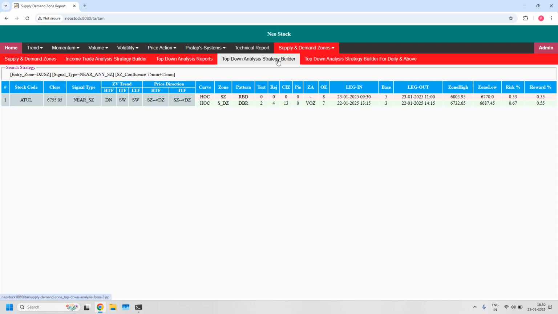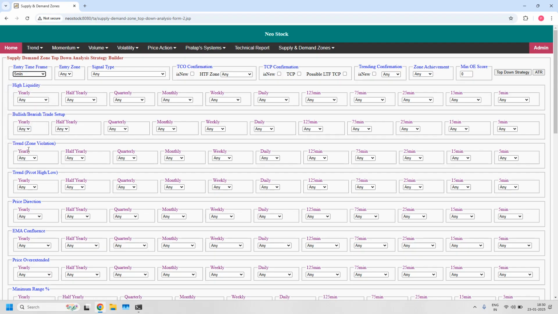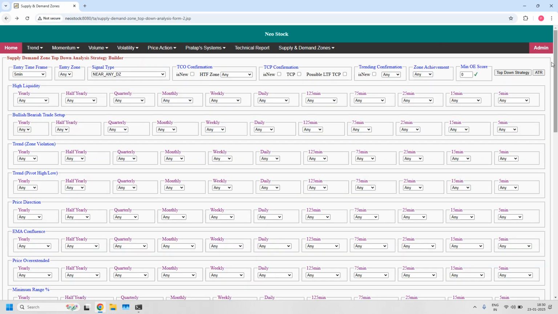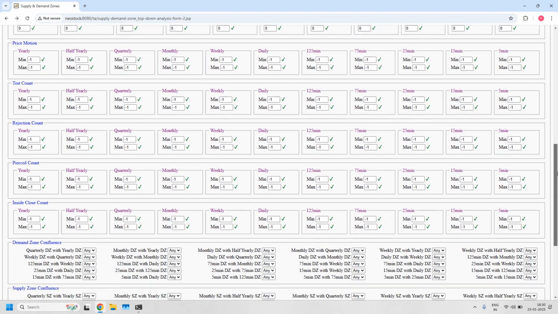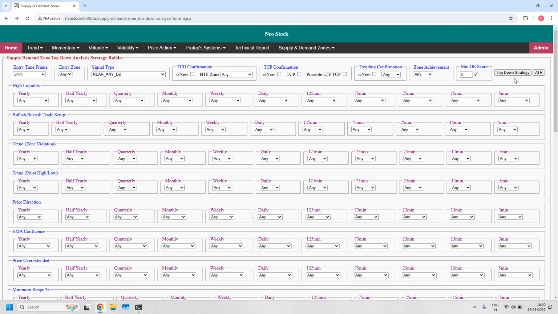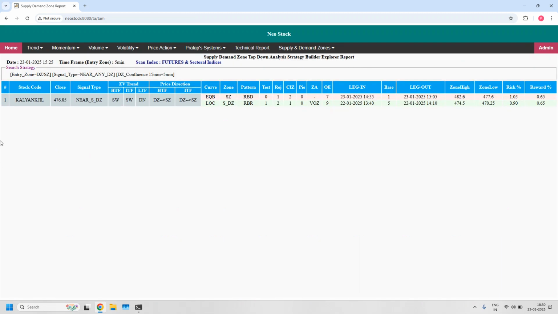Next time frame is 5 minutes. Stocks near 5 minutes demand zone. We got 5 stocks. Out of these 5, how many are having ITF demand zone confluence? Let's verify. That is 5 minutes demand zone with 15 minutes demand zone confluence. I am enabling the filter. With this filter, we got only 1 stock. So this 5 minutes demand zone is part of the 15 minutes demand zone.